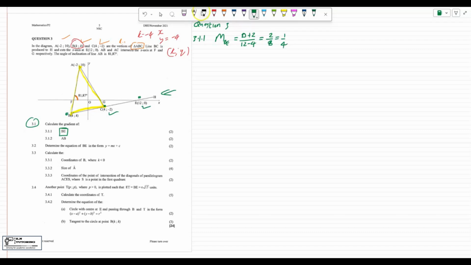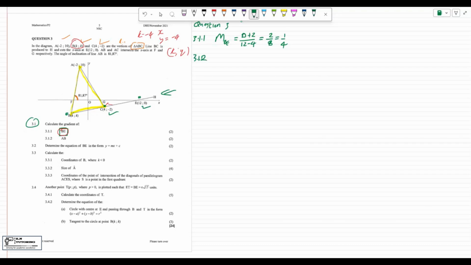So the examiner was very clever there. He strategically said BE, but you don't have the coordinates of B, so you'll be stuck there saying, how do I do this? But you forgot that C and E and B are collinear points, so it means the gradient is the same throughout. Okay, very important.